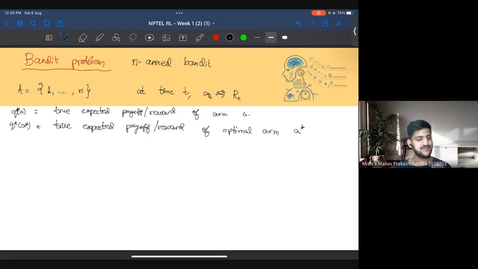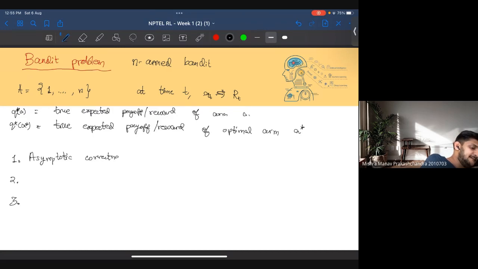Okay, so we move to the bandit problem. The bandit problem, typically, as discussed by sir, has three properties. Quickly, I'll go through them. The first is something known as asymptotic correctness. What asymptotic correctness does is it ensures that the best arm is selected as time goes to infinity. So if I do this arm pulling, let's say a million times, crores of times, in the asymptotic limit I should reach the correct value. Whatever value function I am maintaining should converge to the true expected reward for the given arm that I'm pulling. So this is what we mean by asymptotic correctness.